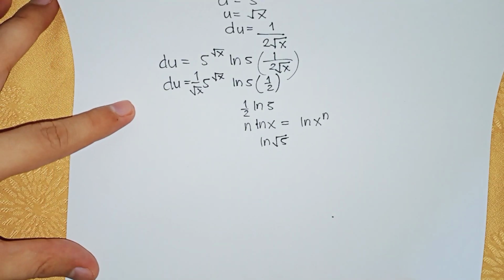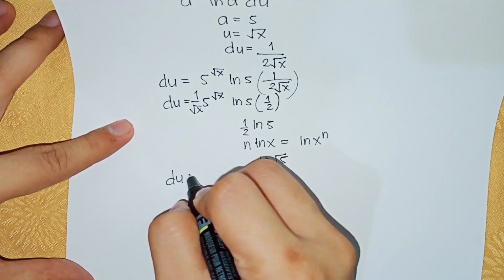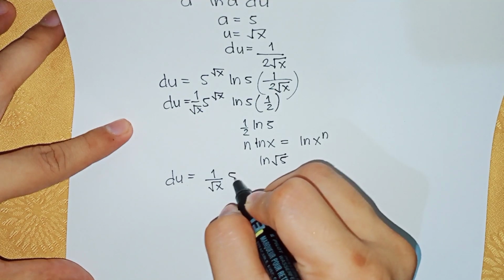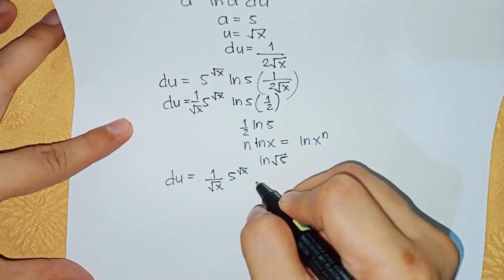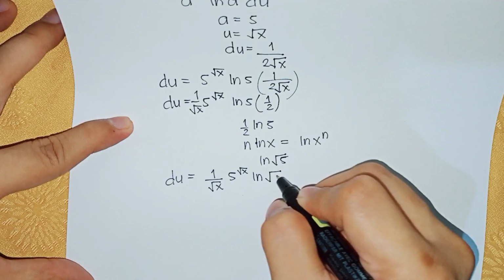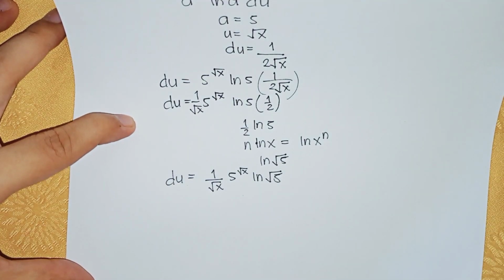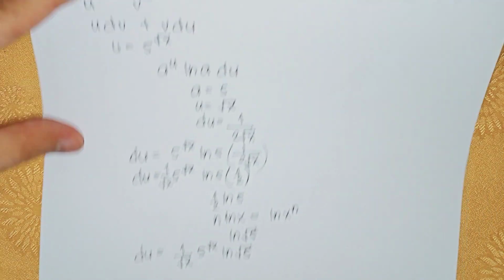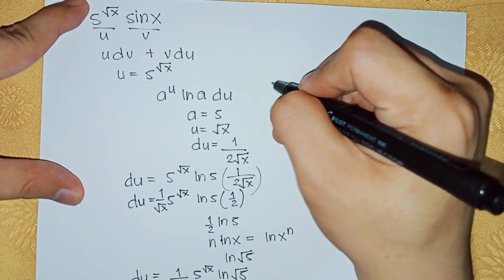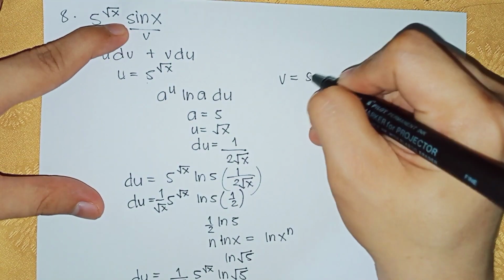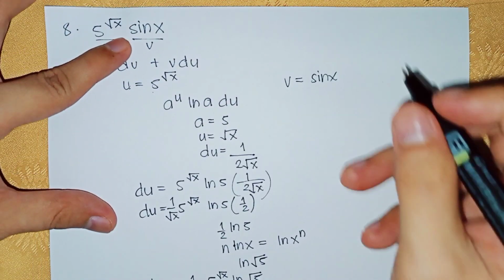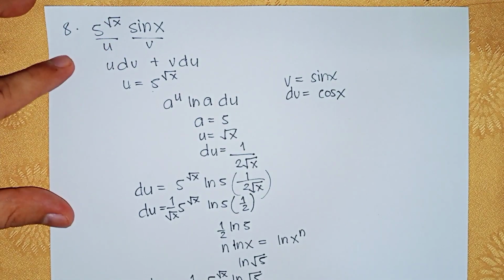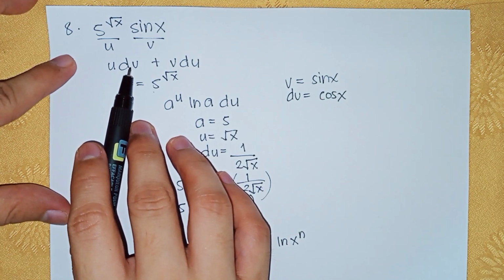So, ang du natin ay ano? So, ang du natin dyan ay 1 over square root of x times 5 raised to square root of x ln square root of 5. So, ito pa lang yung du dito sa product rule natin, no? So, hanapin naman natin yung v. So, ang v natin, itong sin x. Ang dv natin ay cosine x. Okay? So, gamitin na natin yung formula ng product rule.